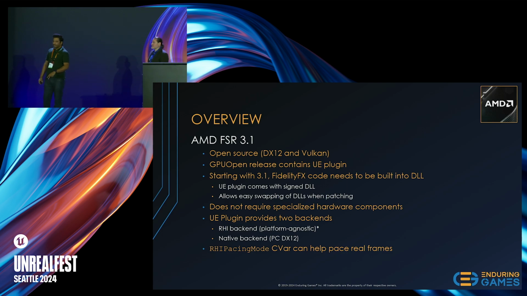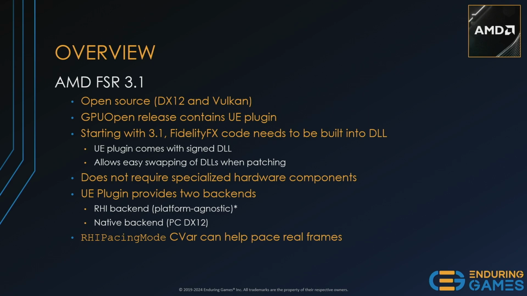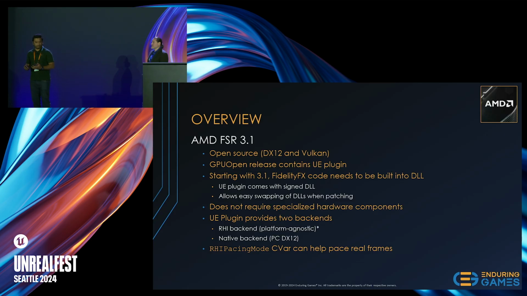The UE plugin provides 2 backends for FSR to work. So there's an RHI backend, which is platform agnostic, with a lot of asterisks there. And the native backend, which is the more optimized, more feature-rich version of the plugin. And when you're working with the RHI backend, to support more pacing, so one of the big things that comes with frame generation as a solution is you have to know how to pace your frames as well, because not all displays will be able to render at that additional frame rate, and doing the pacing weights and the pacing logic is going to become more key when you're dealing with this technology.